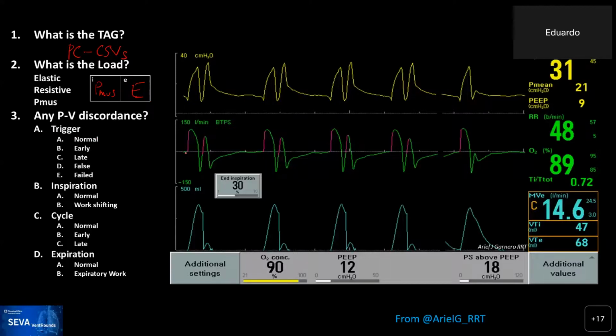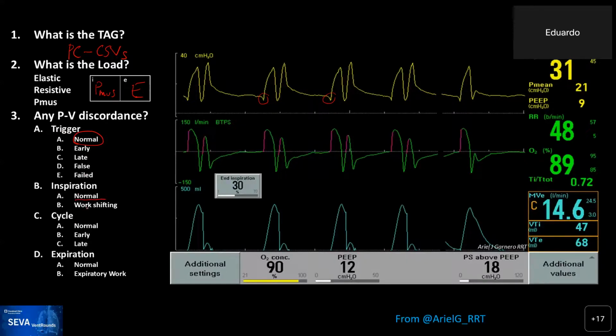The trigger is absolutely normal. You can see a very tiny decrease in the pressure, and the system pressurizes really fast. So you can rapidly see this is a normal trigger. You have a pattern that is called multiple triggering, but it's not any of these that you see here. So it's not a problem with the trigger. It's just a pattern that has multiple causes. Inspiration is normal, meaning that I don't see major work shifting, although evidently the patient is making effort because there's no exponential decay. But we would say that in general terms, the ventilator is doing work on the patient.